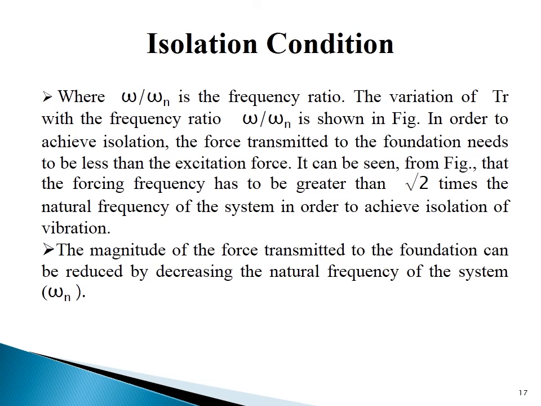Isolation condition, as we have already discussed: a value of omega by omega n more than root 2 will give us more isolation, and in this region a higher mass is required to reduce omega n.